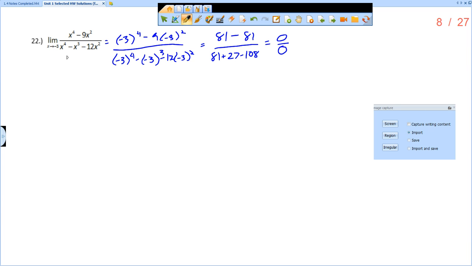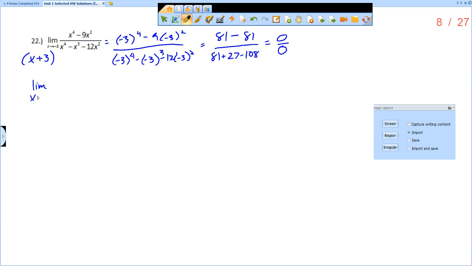All right, so now I want to factor, right? So one thing that's important to remember, I have an x approaching negative 3. So what does that mean? That means that x plus 3 needs to be the thing that factors out because negative 3 plus 3 ends up being 0, which is how I'm going to get 0 over 0. So I'm going to factor out.